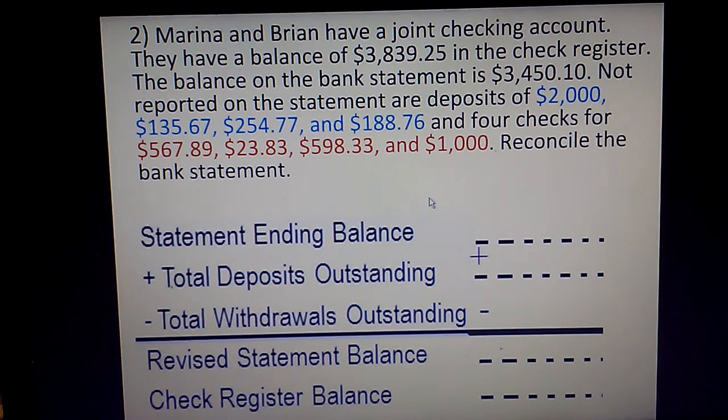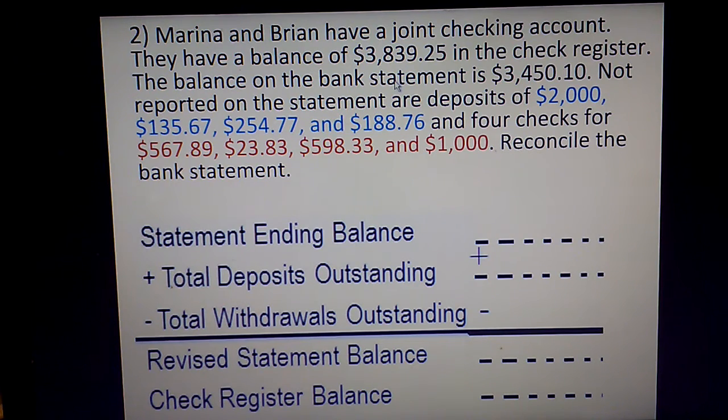Okay, so on to example 2. It's the same kind of thing. Marina and Brian have a joint checking account. They have a balance of $3,839.25 in the check register. The balance on the bank statement is $3,450.10. Not reported on the statement are deposits of these things and 4 checks, and they list those. Reconcile the bank statement. So we're starting with our statement ending balance.